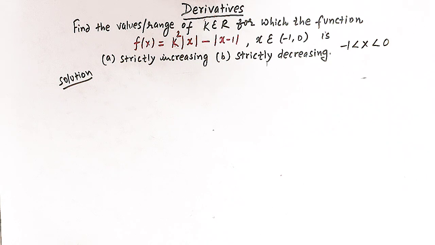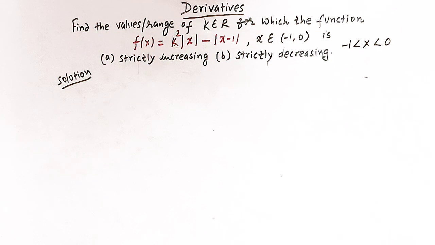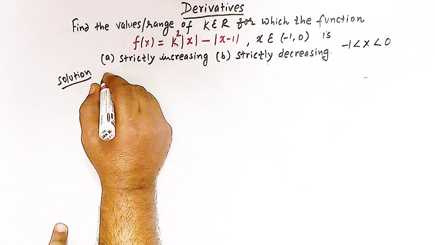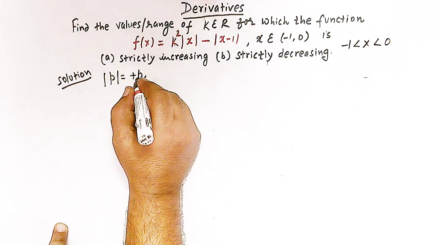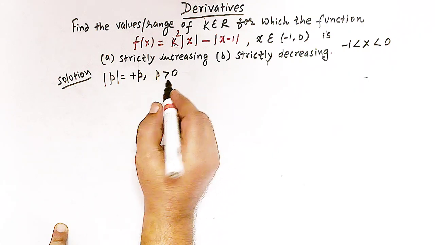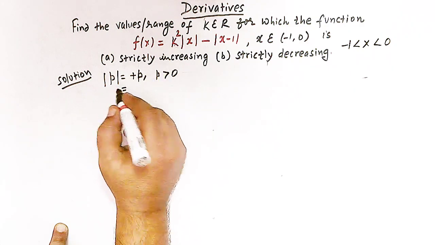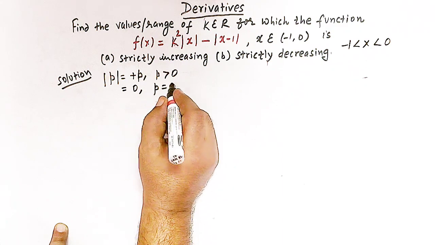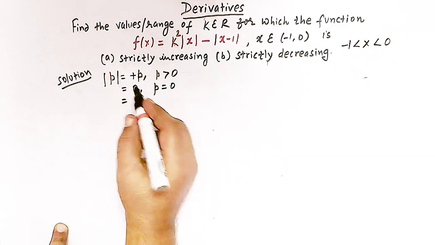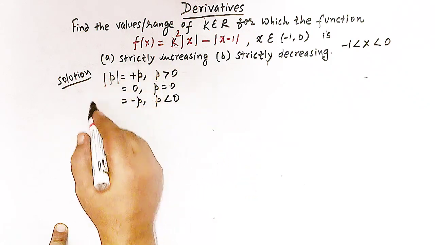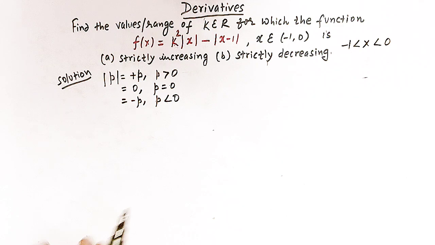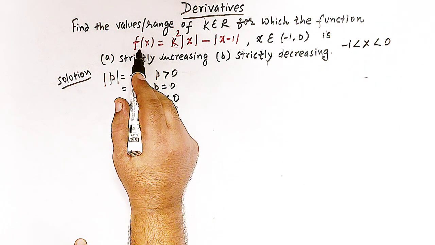the mod function, right? So let us first quickly revisit the definition of mod function. So now see, the mod of p is defined as positive p whenever p is greater than 0 or p is positive, and mod of p is 0 whenever p is equal to 0, and mod of p is negative p when p is less than 0. So this definition is going to be very significant while solving this problem.